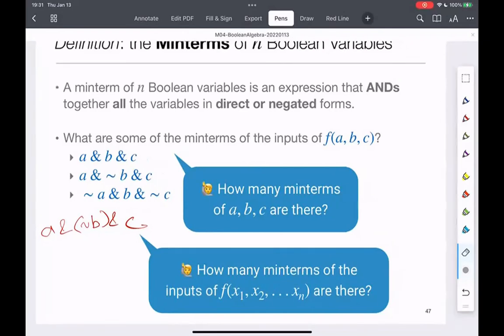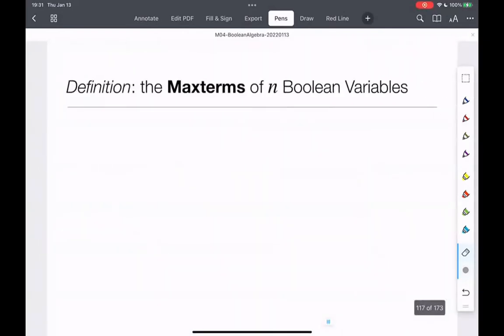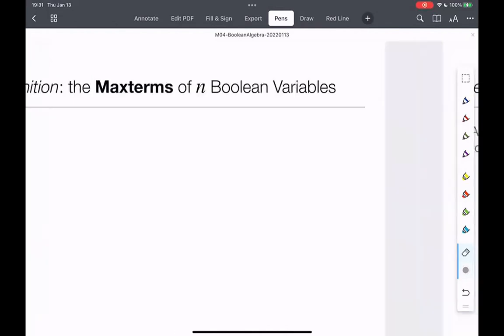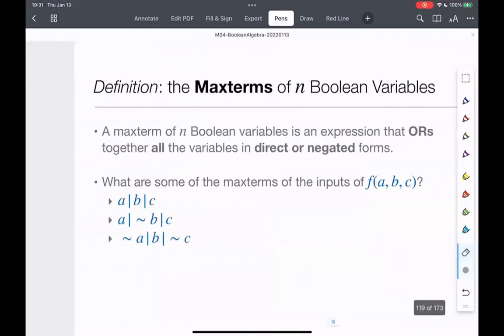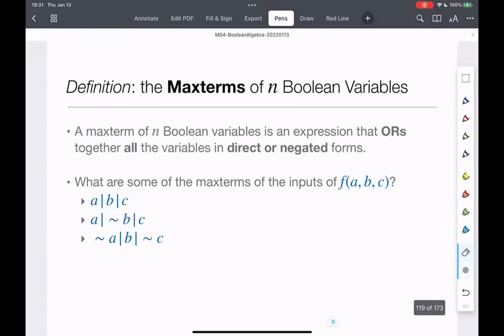Okay. So there's a counterpart. Now we are in the world of duality. So every time we have one, there's another version of it. Maxterm. A maxterm is an expression that ORs every variable, in either direct or negative form. So these are the maxterms, right?